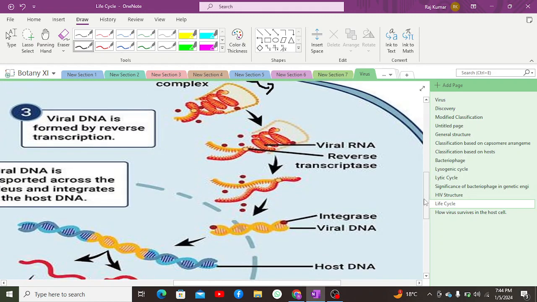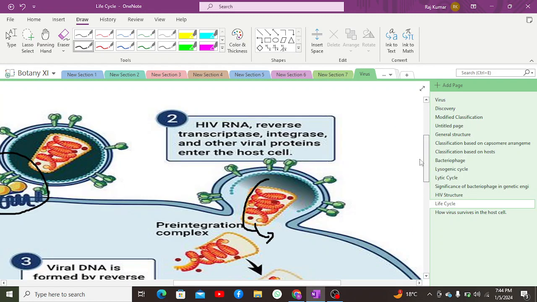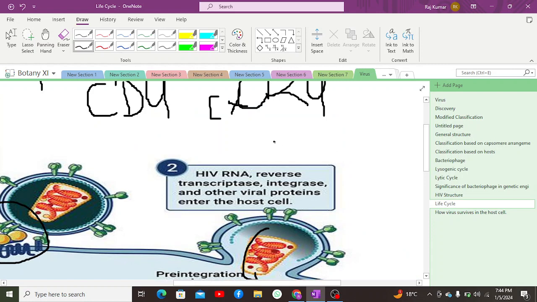Now when it is infected further, what does the virus do? The viral RNA, which is single stranded RNA, of course, running 5 prime to 3 prime, utilizes the reverse transcriptase enzyme, as a result of which it forms a complementary strand. It forms a complementary DNA strand which runs from 3 prime to 5 prime.